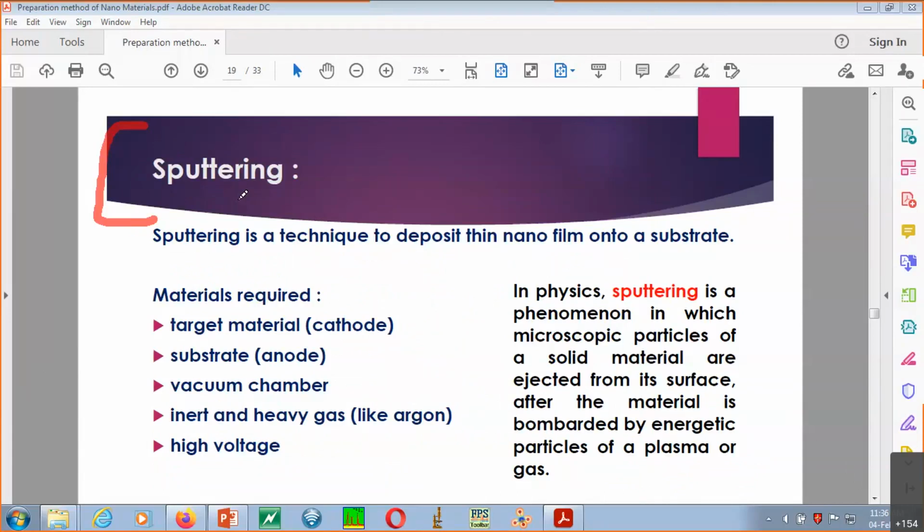My task is still the same. I need to remove the surface particles from the target material, but instead of a laser source we have to use some other kind of alternative arrangement. So let's see which kind of alternate arrangements we are going to use for this method. So look at the technique: basically what is that? It is the technique to deposit a thin nanofilm onto a substrate.